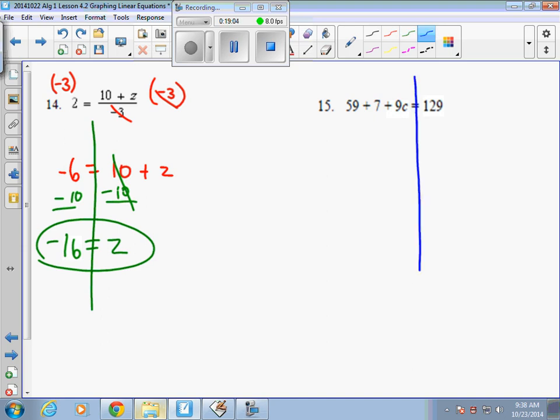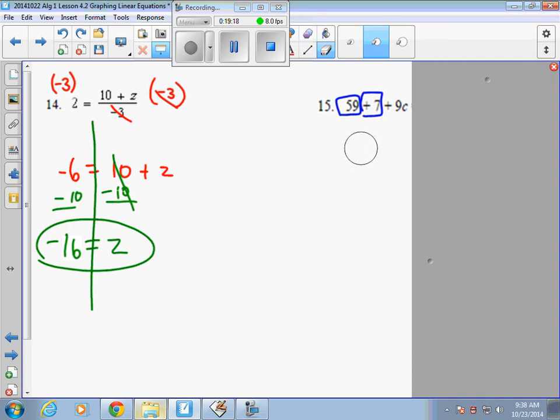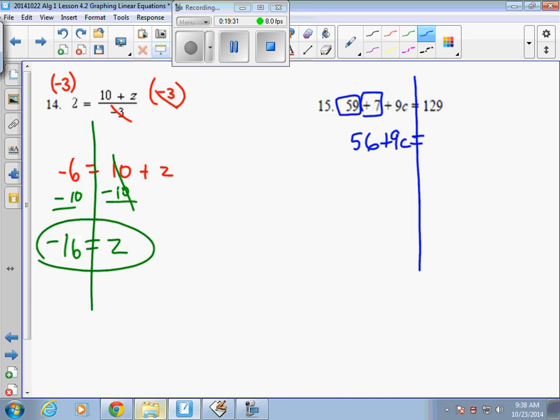For this one, you have to do some combining. Before you try to undo anything, there's something we can put together. We can put 59 and 7 together. 59 plus 7 is going to be 56, plus 9c. Now we can't put those two together and get 65c, because one has a c term, the other one doesn't. So it's equal to 129.